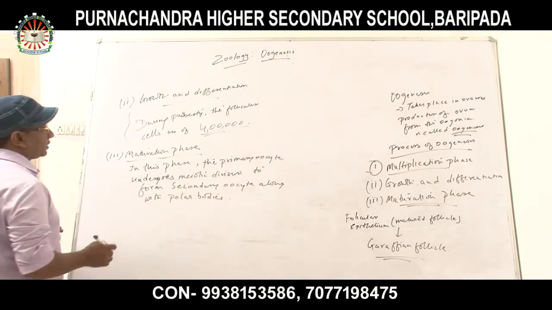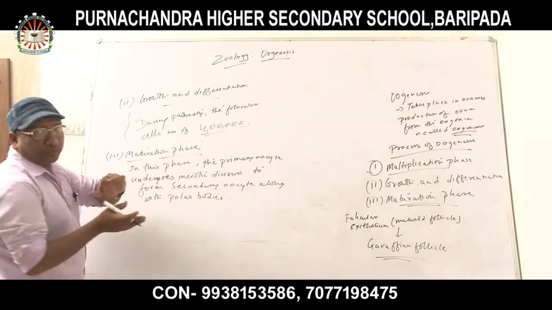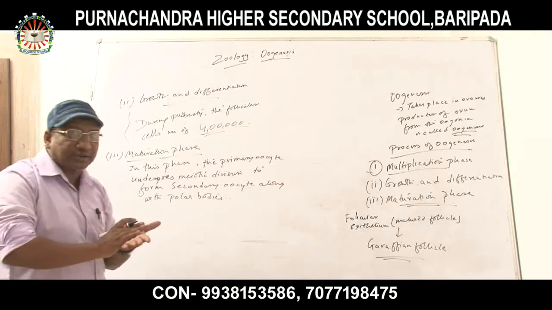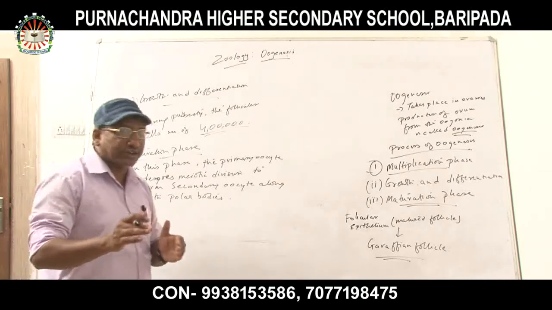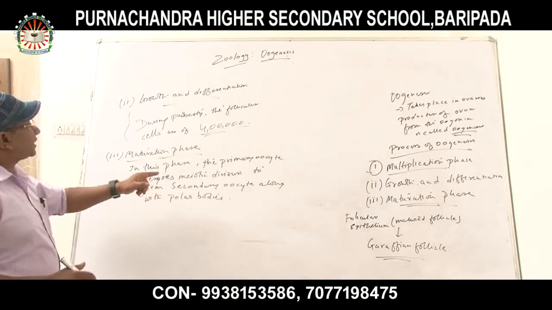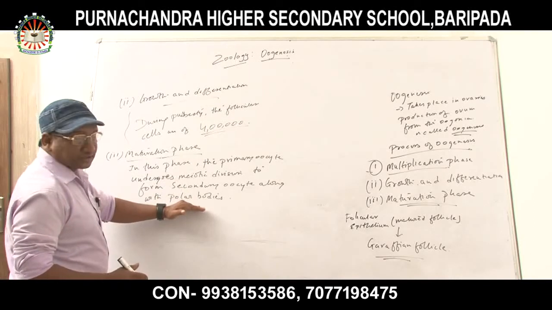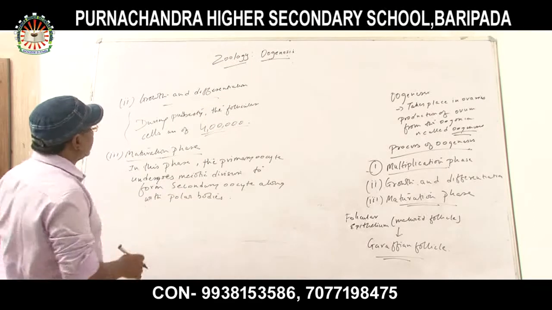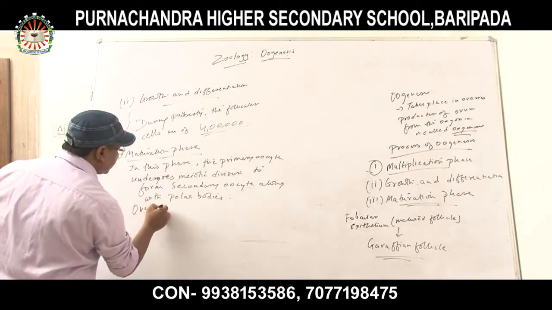In the maturation phase, two types of meiotic division take place: the first meiotic division and the second meiotic division. Now, the second meiotic division is similar to mitotic division. In this way, the primary oocyte undergoes meiotic division to form a secondary oocyte along with polar bodies. Okay? Now, under the maturation phase, ovulation takes place.